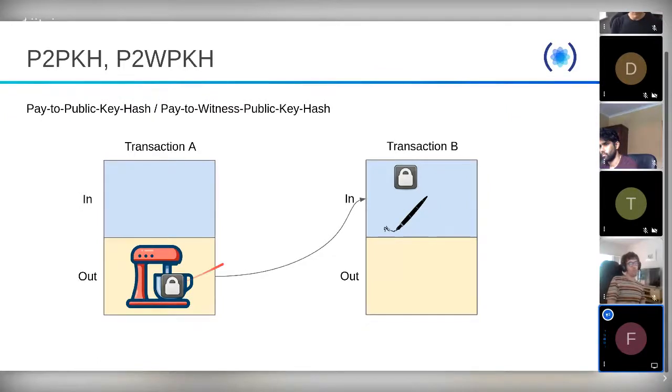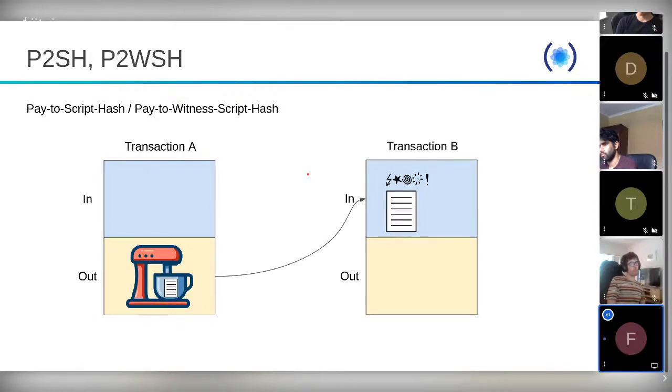And if you want to spend transaction A's output in transaction B, then you have to reveal the public key that was hashed and attach a signature to it to show that you know the secret key relative to the public key. That's how we do pay to public key hash, or pay to witness public key hash if we use SegWit. Another way to spend outputs is pay to script hash or pay to witness script hash.